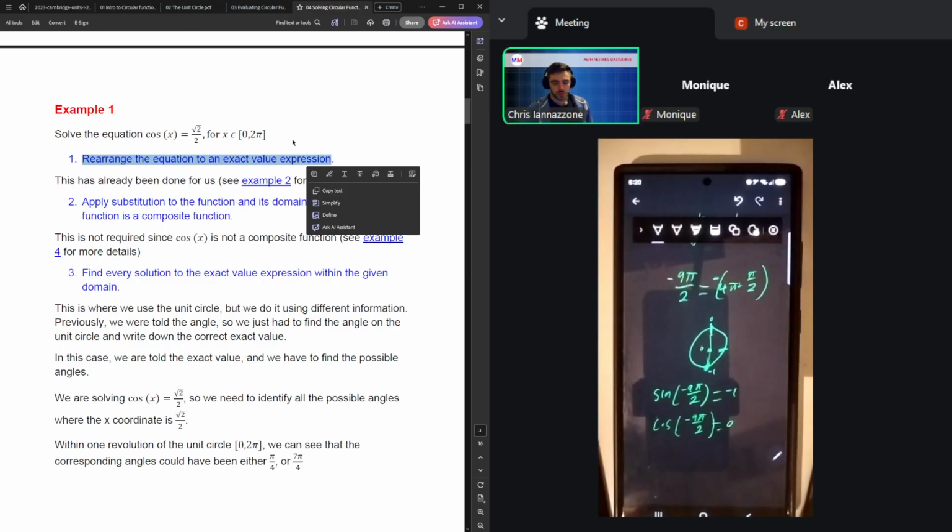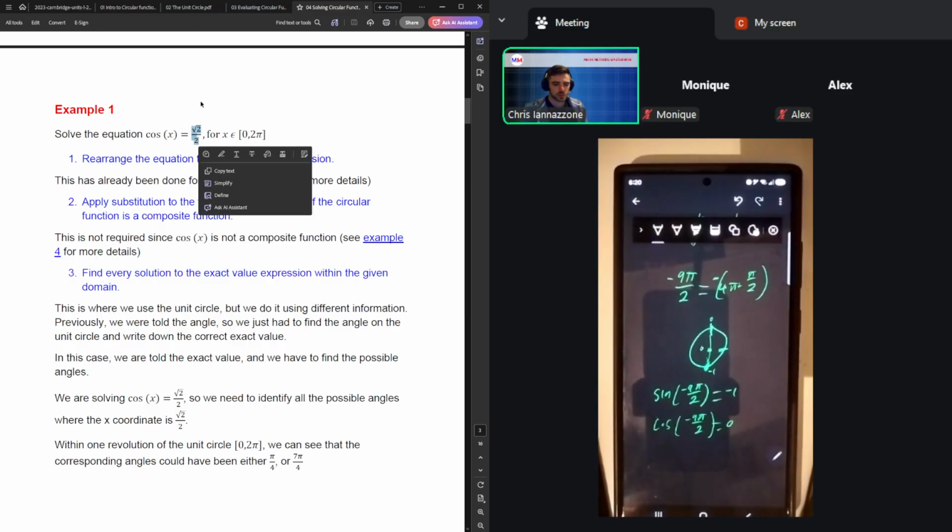The first thing I want to do in all these questions is make sure I have what I'm referring to as an exact value expression, which means I want to have my circular function on one side of the equation and one of the unit circle exact values on the other. I always want that no matter what when it comes to solving equations that have circular functions in them.